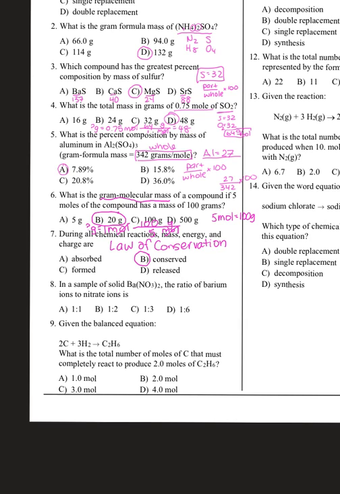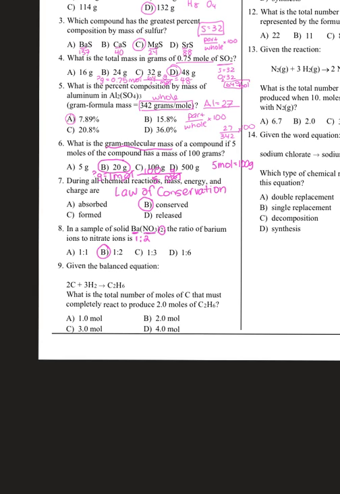Okay, question 8. In a sample of solid barium nitrate, the ratio of barium ions to nitrate ions is, okay, so we're going to look at our subscripts here. Here is our nitrate, and here is our barium. Barium does not have a subscript, so barium is 1. And nitrate tells us there are 2 nitrates, so the ratio is 1 to 2.